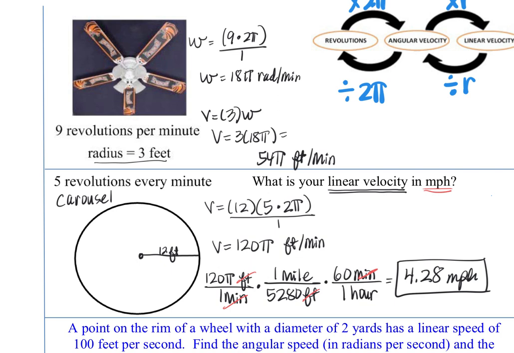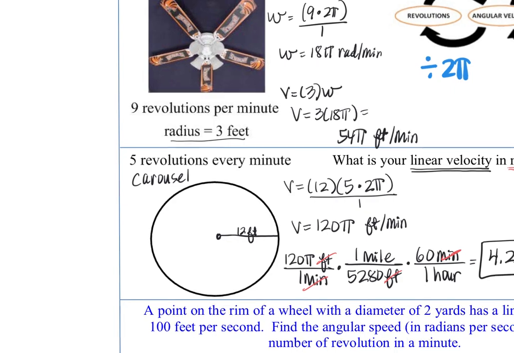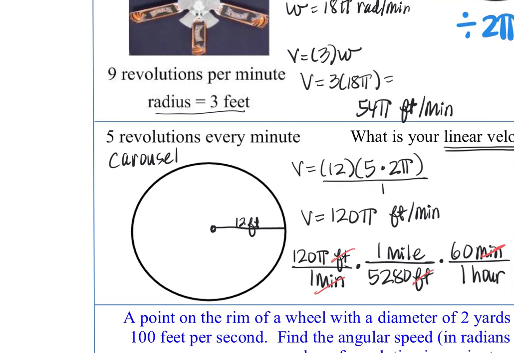Nowhere on your car speedometer does it show you pi's, right? So let's do 4.28 miles per hour, which makes sense. They're going pretty, not real fast, you know. So it feels like it's faster probably if you're on the thing.